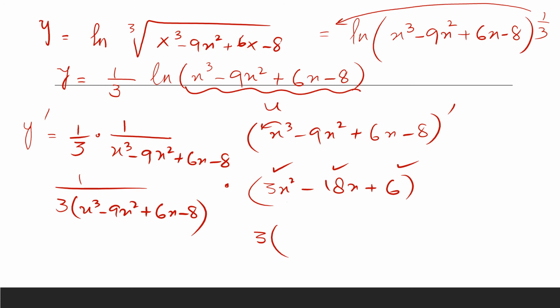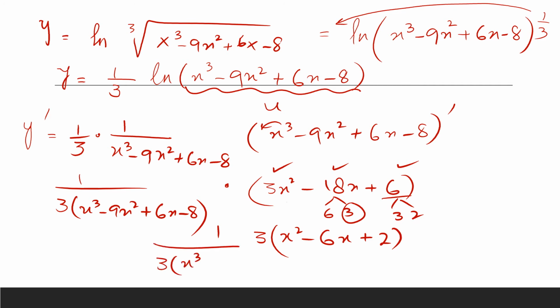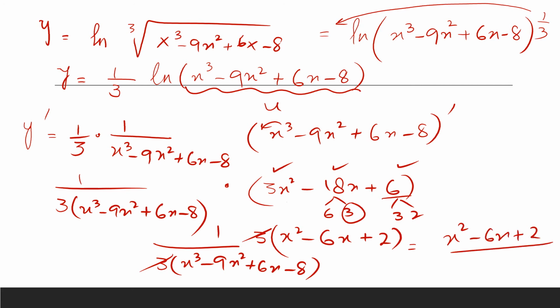What is left? Here x square, and we know 6 times 3 is 18, 3 is outside, so left is 6x. And we know that 3 times 2 is 6, 3 is outside, so left in the bracket is 2. And here we write x cube minus 9x square plus 6x minus 8 as it is. And why did I do this? To cancel this 3 by this 3. So I will get x square minus 6x plus 2 in the numerator, and in the denominator x cube minus 9x square plus 6x minus 8. So this is the way we solve simple logarithmic functions.